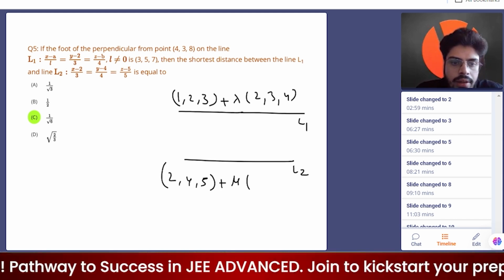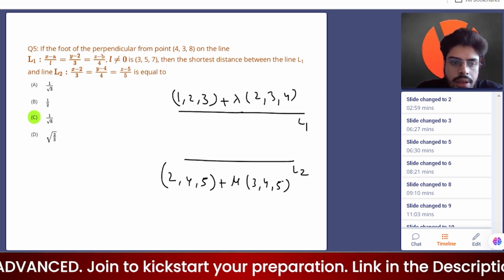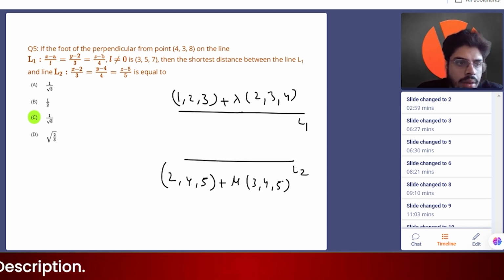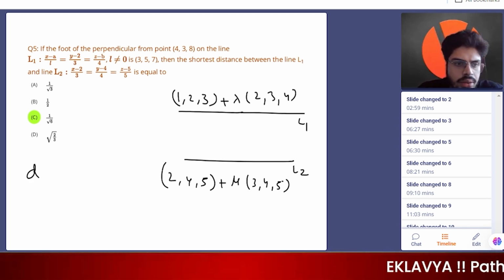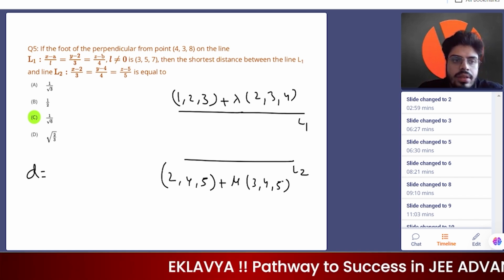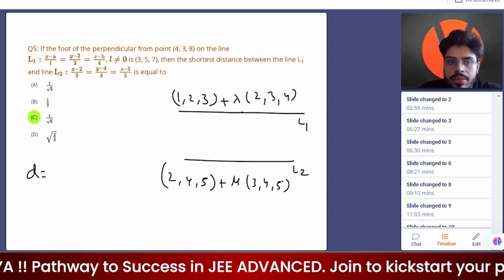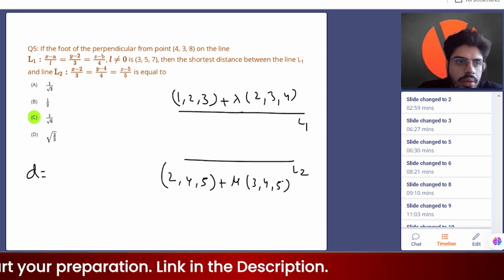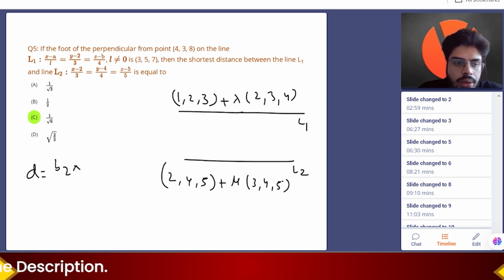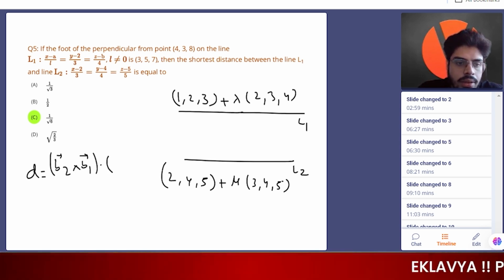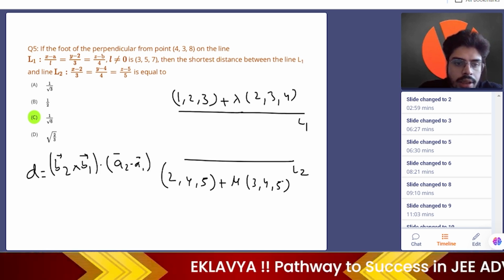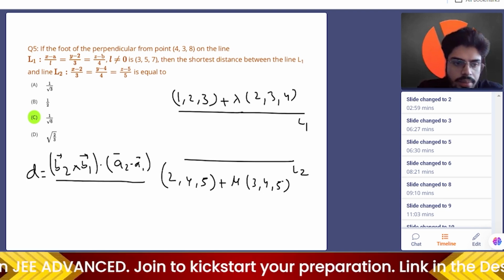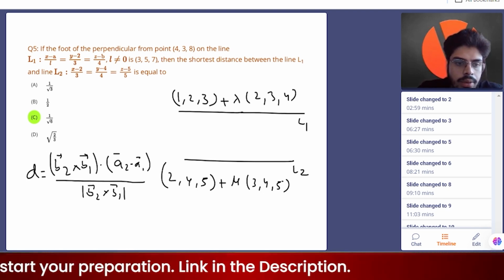And L2 is (2, 4, 5) plus mu times (3, 4, 5). So now we have to find the shortest distance. Shortest distance D is equal to the dot product of B1 cross B2 with A2 minus A1, so B2 cross B1 dot A2 minus A1, and we have to divide it by the magnitude of B2 cross B1.